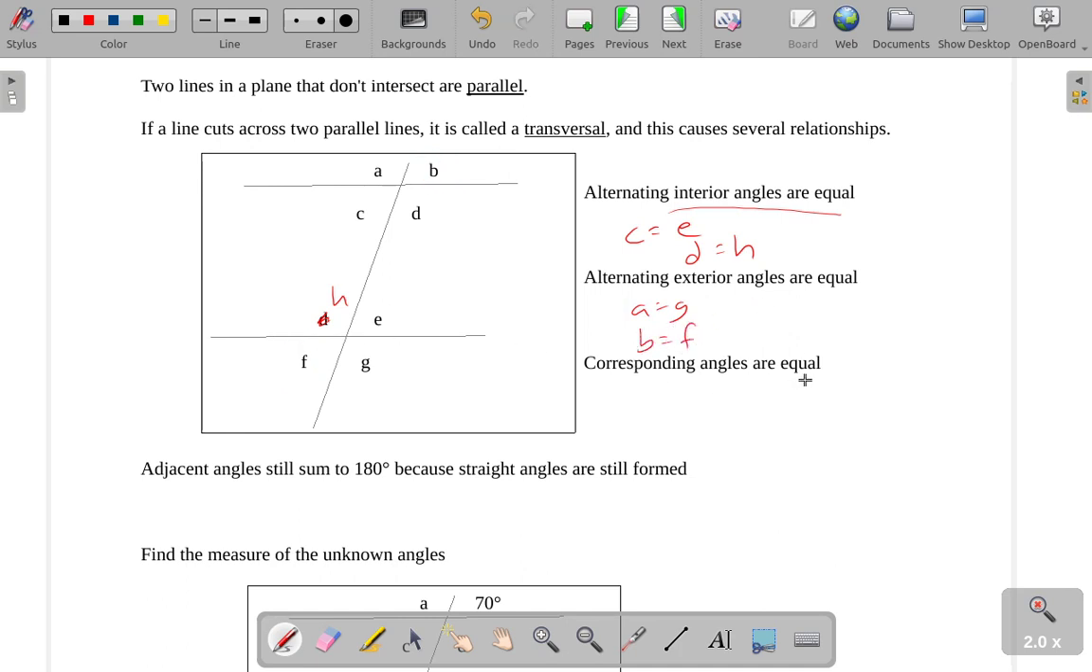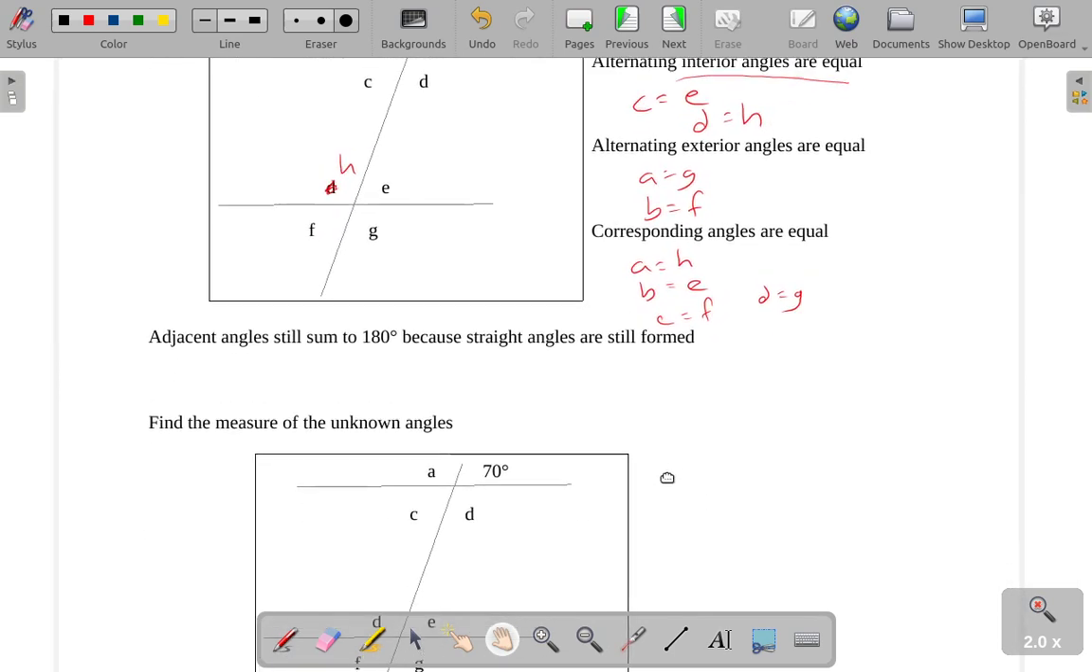Corresponding angles are also equal, so what I mean by corresponding is kind of the upper left angle here would be equal to the upper left angle here. So A equals H, B equals E, C equals F, and D equals G. So there's all sorts of different relationships that end up happening here. You don't need to really be as responsible for the names of these particular relationships as just knowing that they're true.